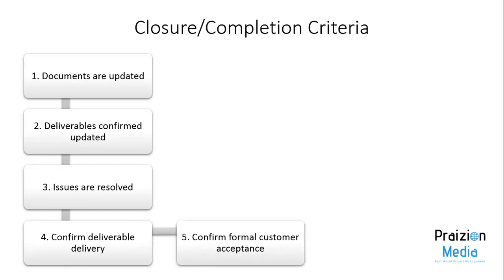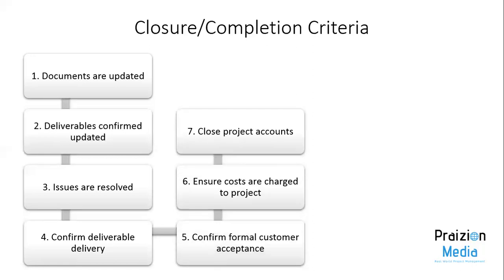You also want to ensure customer formal acceptance and ensure that costs are charged to the project. You should also close any cost centers or project accounts. When this is done, you need to begin thinking about closing out the human aspects. So you need to ensure that personnel, once all of the assignments are complete, you reassign those personnel. But it has to be done only when their assignments are complete.